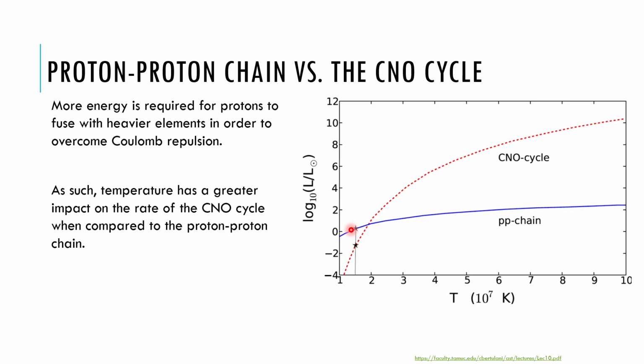You'll notice too that for both the proton-proton chain and the CNO cycle, the rate of both processes does increase with temperature. However, it has a much more substantial impact on the rate of the CNO cycle rather than the proton-proton chain. In both cases, a temperature increase will lead to a higher likelihood of a collision between 2 particles, resulting in some sort of fusion occurring. However, this temperature change does have a greater impact on the rate of successful collisions in the CNO cycle.